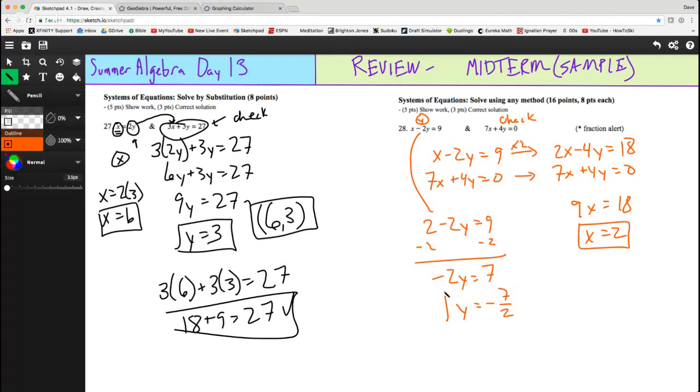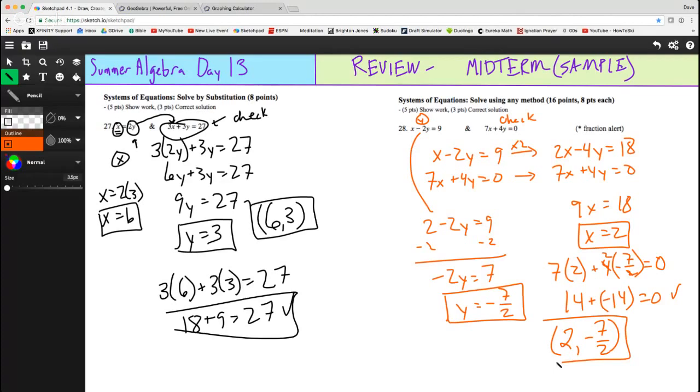So now we're going to check with 7 times 2 plus 4 times negative 7 halves. Does that equal 0? Does 14 plus 4 times negative 7 halves, which cancels to negative 14, equal 0? And the answer is yes. So our answer is 2 comma negative 7 halves. Write this as a point. Do our checks and everything. All right, good.